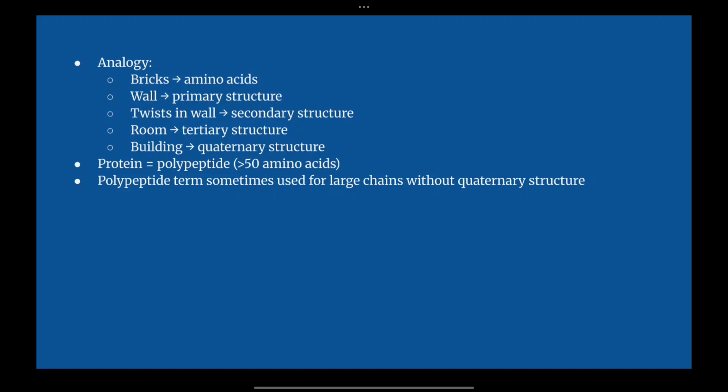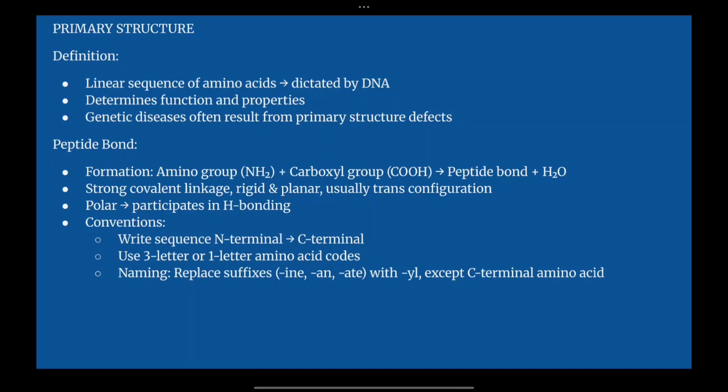Now proteins are made up of polypeptides, which are more than 50 amino acids coming together, then it is a protein. The polypeptide is a term that is used for large chains without a quaternary structure. So that is how a protein is formed. Now let us see the primary structure in detail.